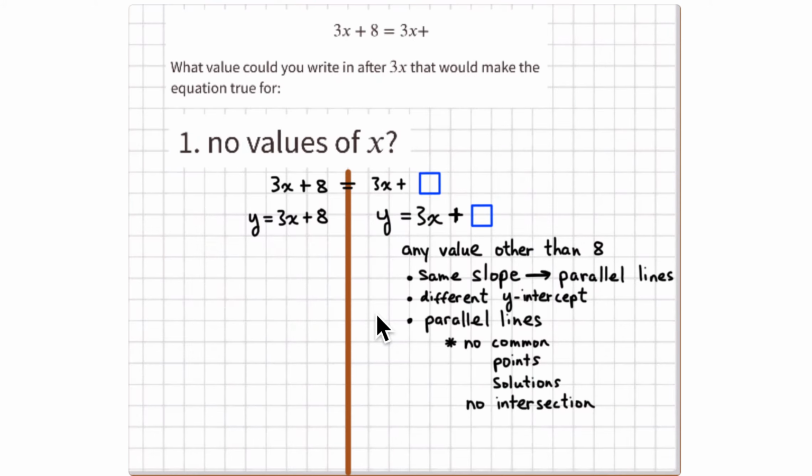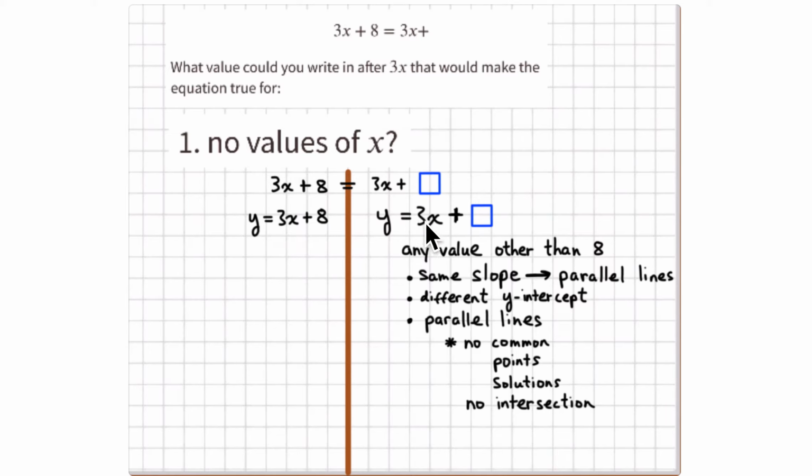All right, so let's see what that looks like. So no values of x. So this side is 3x plus 8. So I'm going to take this side. I'm going to write a linear equation in the form of y equals mx plus b. So the slope is 3. So it's the 3x, m is 3, and the y-intercept is 8.